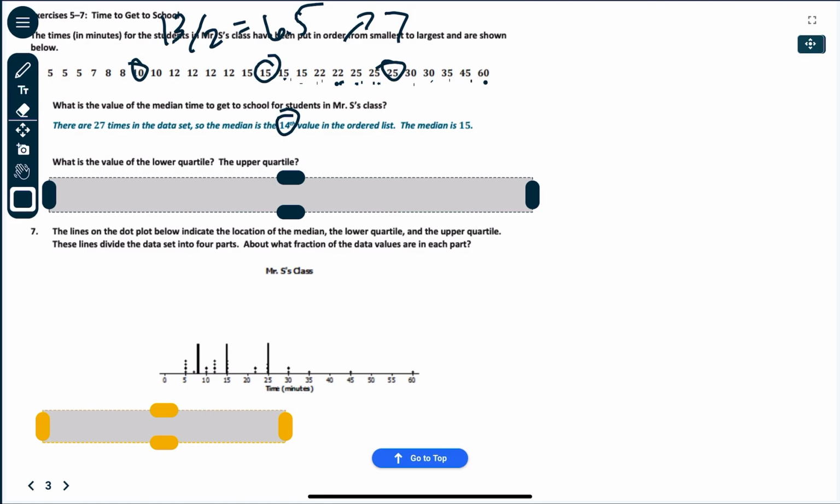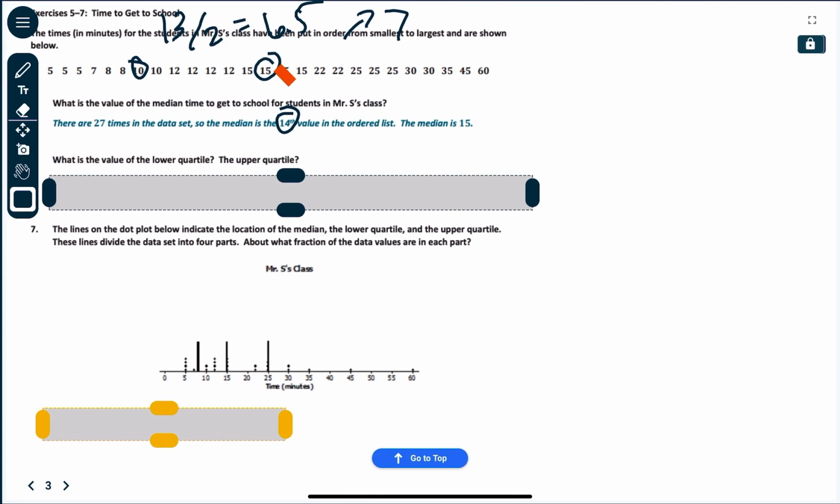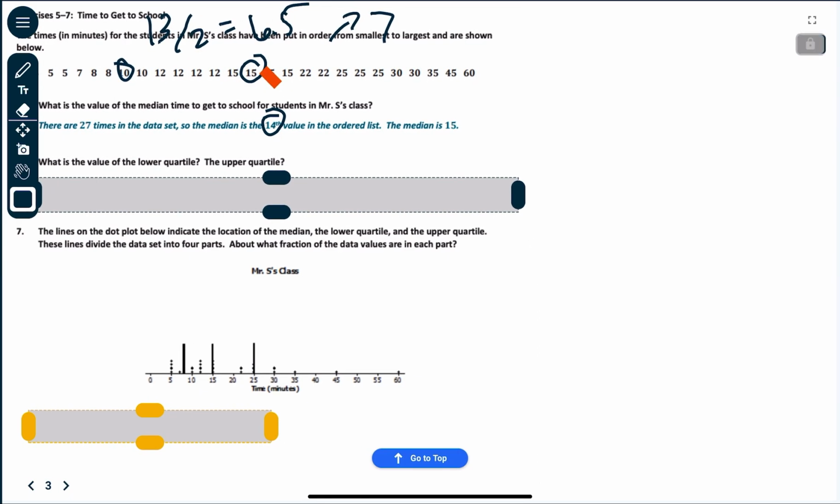Uh-oh. Something's off here. Hold on. Did I miscount? I only got 26 values here, but I'm missing one over here. I was missing this 5 hidden right here. Sorry about that. So let's rearrange this just for a second.